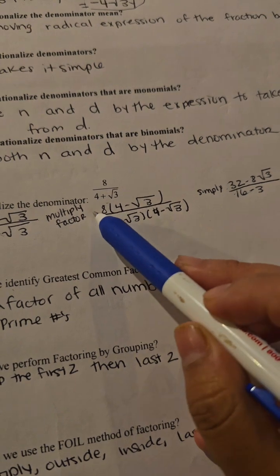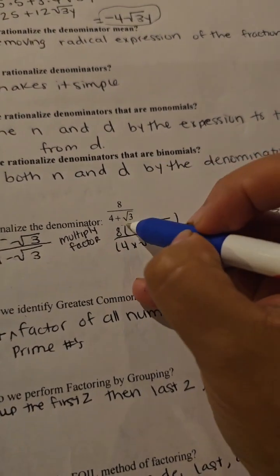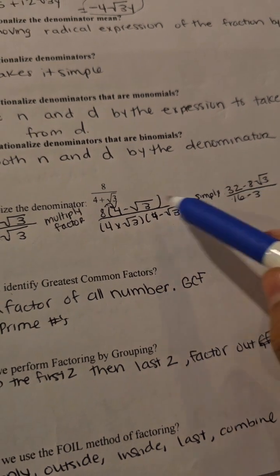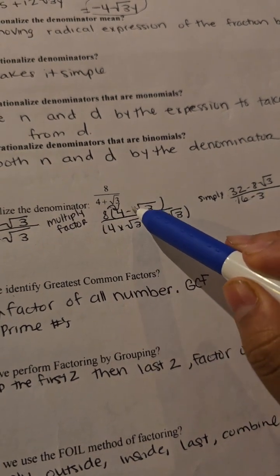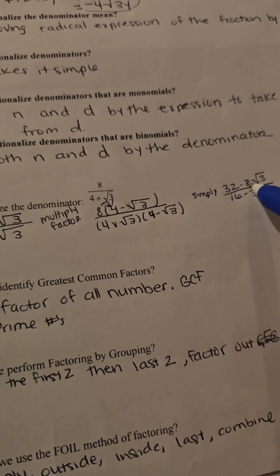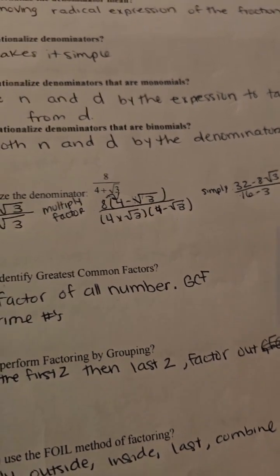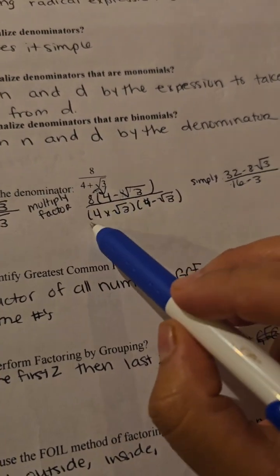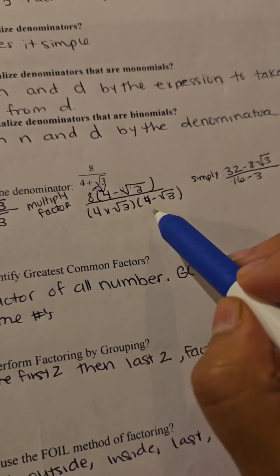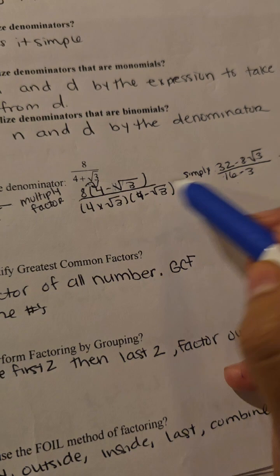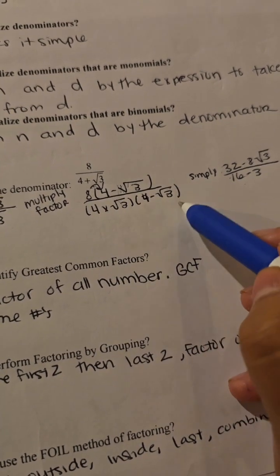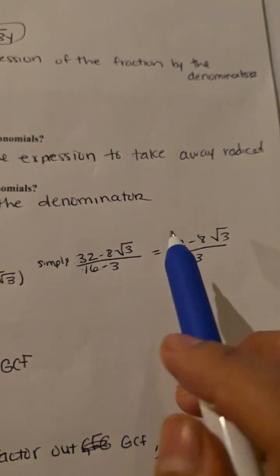Now that we combined it, we're going to divide our factor. So 8 times 4 would be 32. And then it would be like there was a 1 here, so we're going to put an 8 here, and then bring over that square root of 3. Here we're going to do the same: 4 times 4 equals 16, and the square root of 3 squared would be 3.